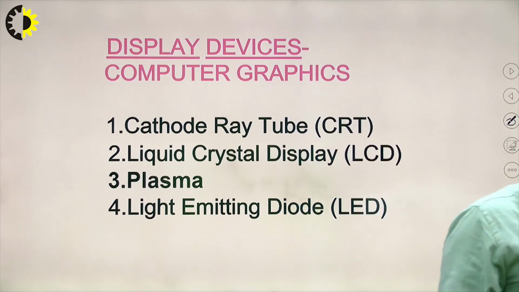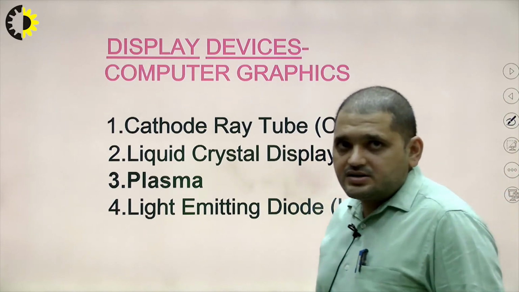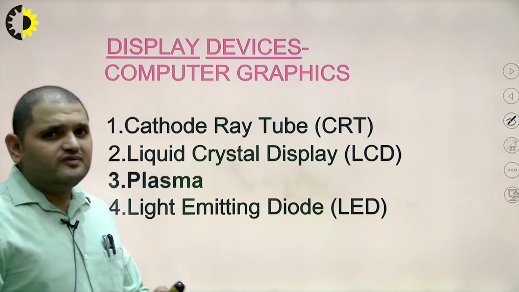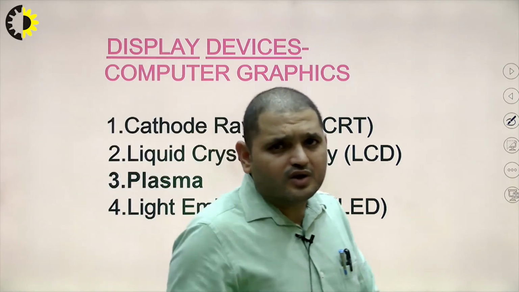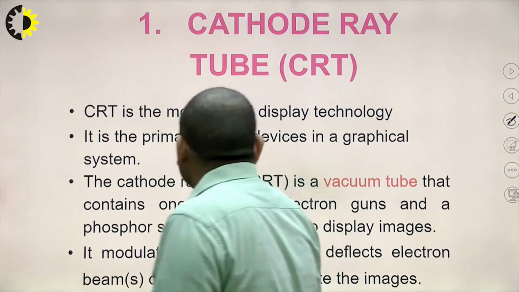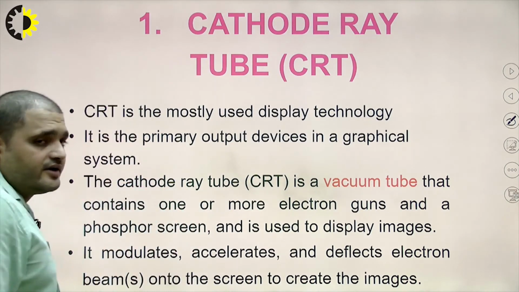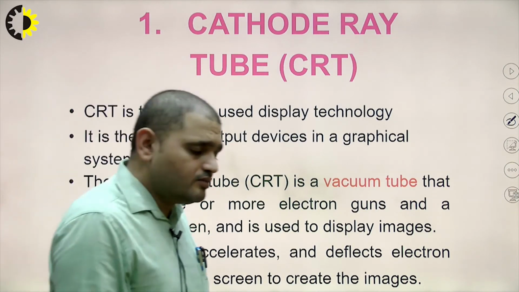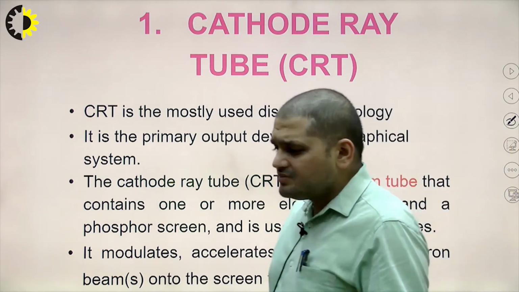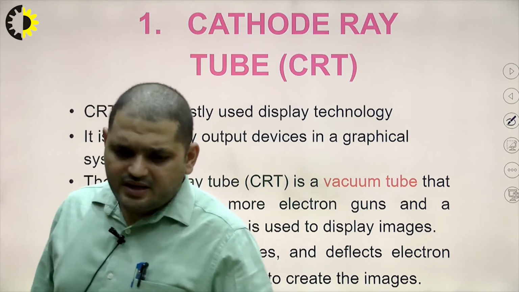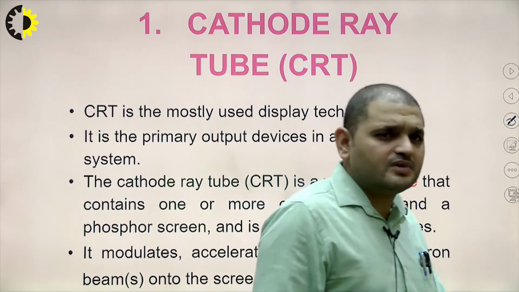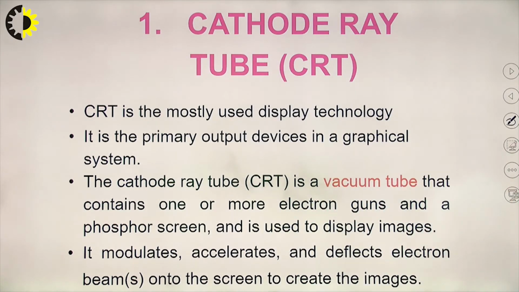Okay. Now we will discuss display devices in computer graphics, in which we will discuss CRT, and we will have a quick review of these devices. Okay, so let's start. That is a cathode ray tube, CRT. CRT was the mostly used display technology earlier, but it has been completely replaced by newer technologies like LED, LCD, and plasma. Okay. It is the primary output device in the graphical system.